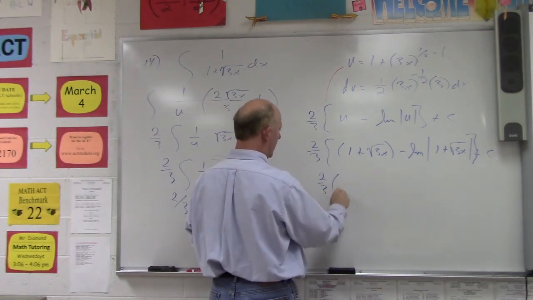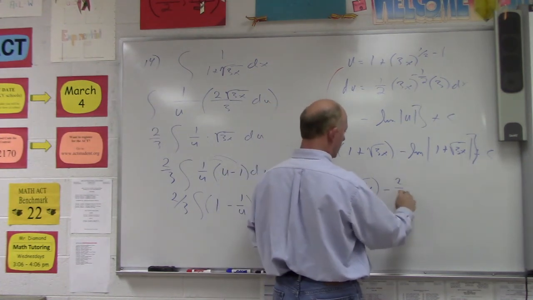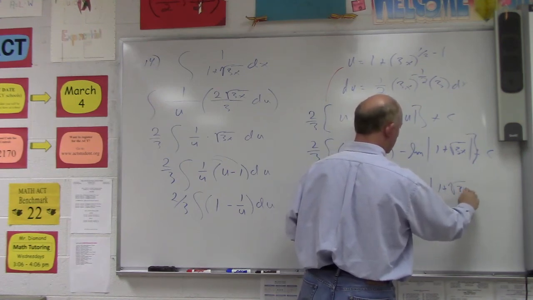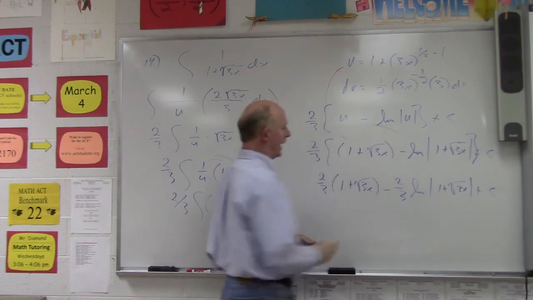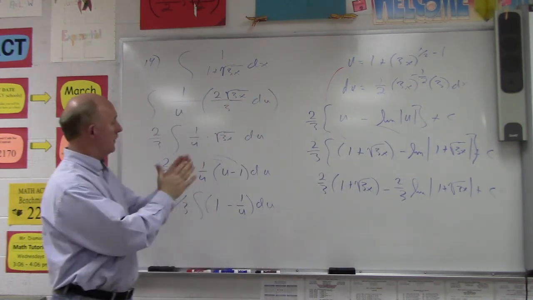It'll be 2/3 times 1 plus the square root of 3x minus 2/3 natural log absolute value 1 plus the square root of 3x plus c. So you can distribute this inside your parentheses here. This is what it would look like. Okay, now that was a pretty good problem.